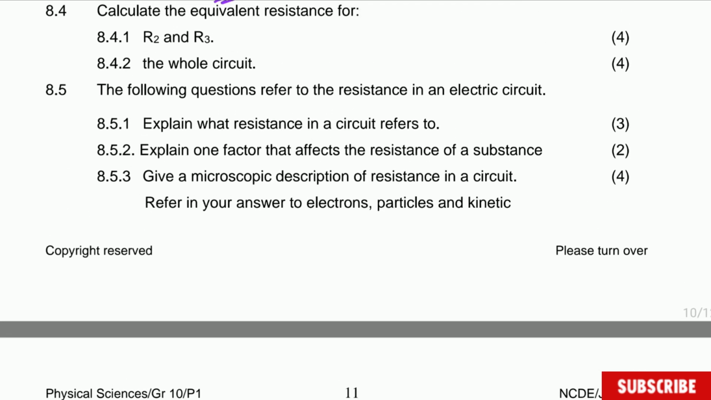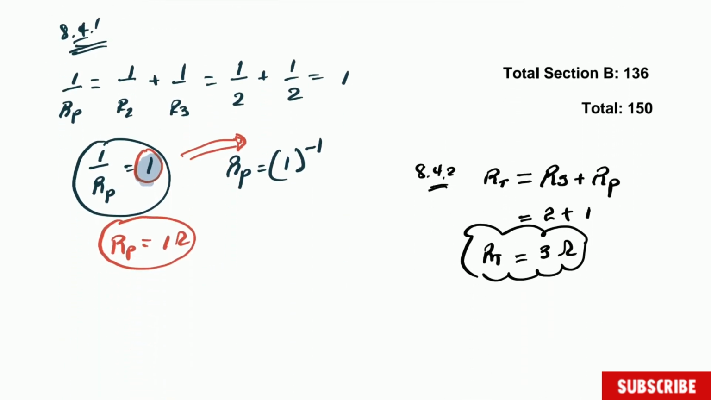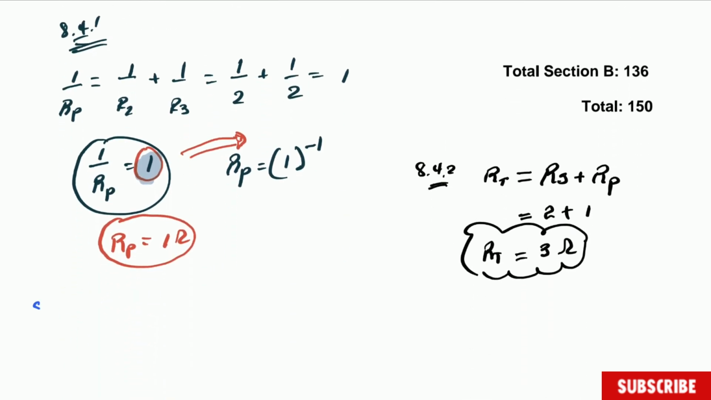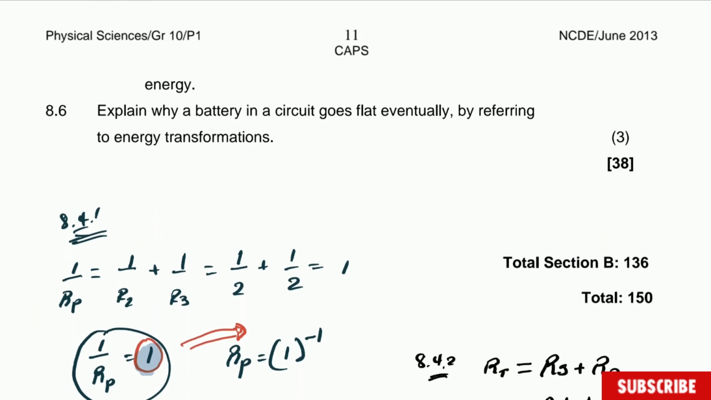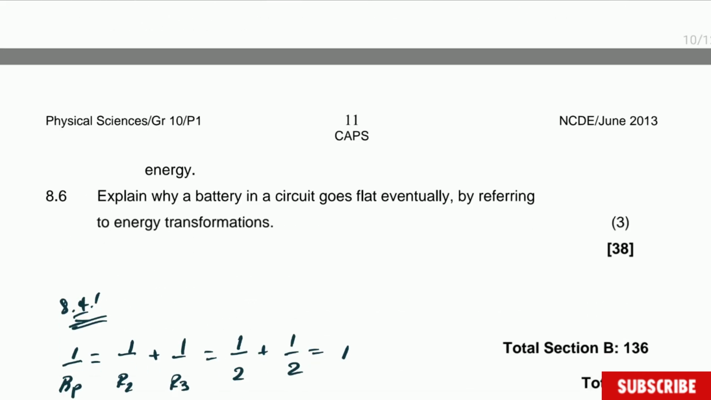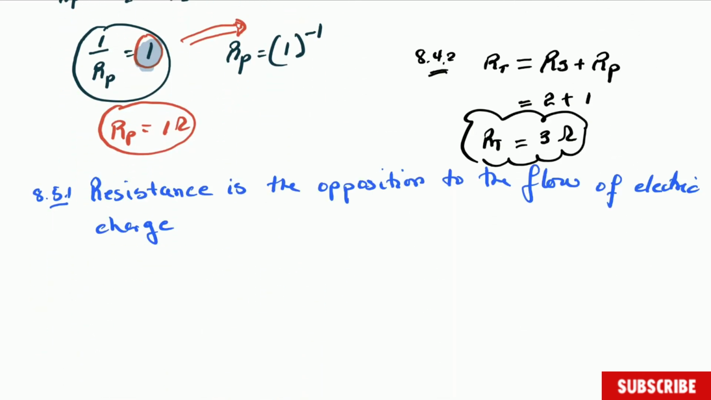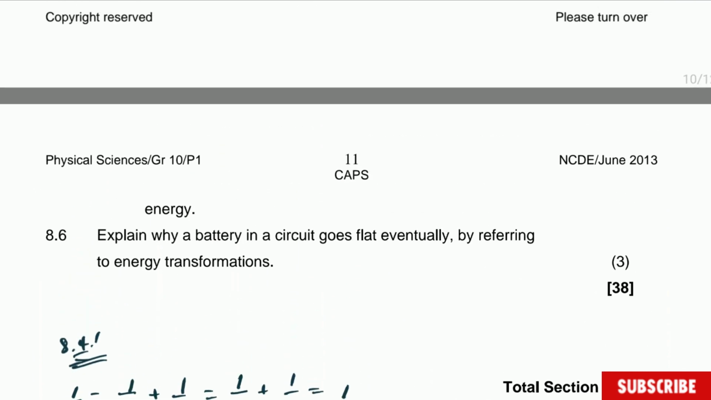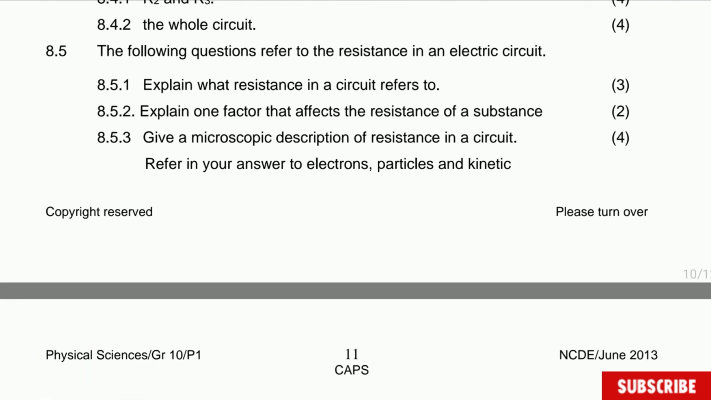The following question refers to the resistance in an electric circuit. Now, the first is to explain what is resistance. That is question 8.5.1. So let's do it here. They ask you, as we said, to explain what resistance is in a circuit. So we can say that the resistance is the opposition to the flow of electric charge. Very simple. And question 8.5.2: explain one factor that affects the resistance of a substance. Now, there is a video I posted quite long ago, one of my first videos related to factors affecting the resistance. So there are a few factors I'm going to mention, but you have to explain only one of them.